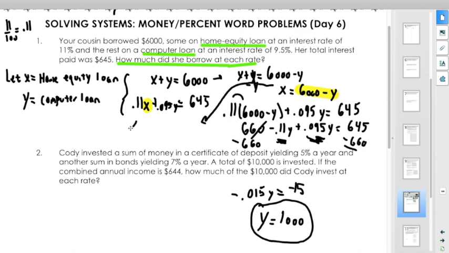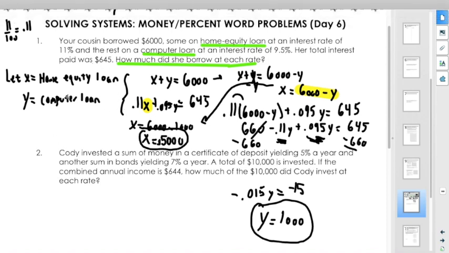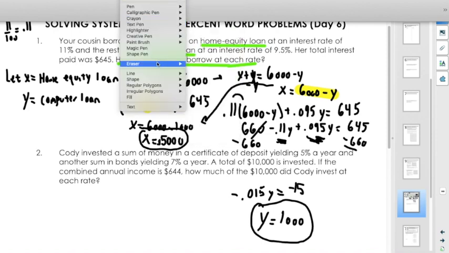So then let's find x. Well, x is equal to 6,000 minus y, which is 1,000. So x is 5,000. Again, this is dollars we're working with. Okay, sweet. So he spent 5,000, or she spent 5,000 on the home equity loan and $1,000 on the computer loan. Sweet. Let's go on to the next problem.